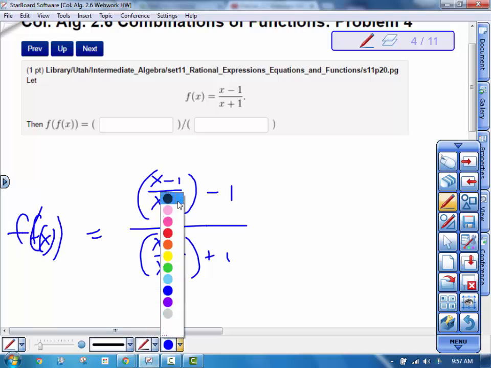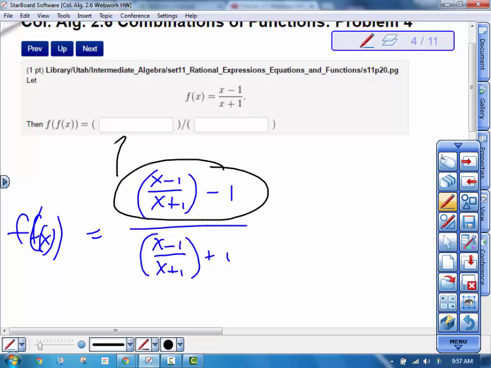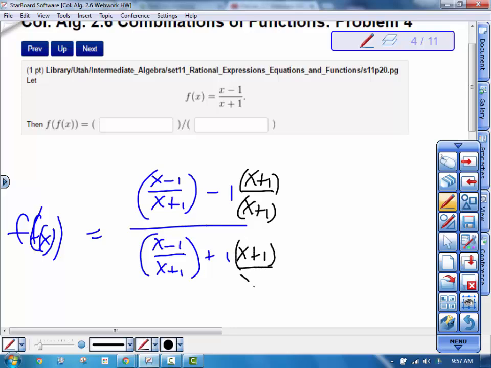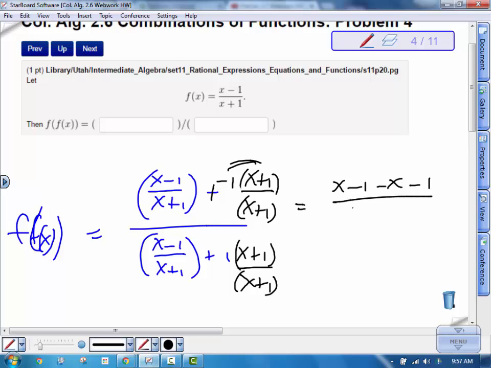Now I want to simplify this because they wanted us to enter it in just numerator over denominator. You might be able to type that in there, but we can simplify this, and that's what we're going to do here. So let's multiply the top and the bottom by x plus 1, because that gives us a common denominator. And then multiply the top and the bottom of this one by x plus 1 as well. And then you can add fractions. So the top becomes x minus 1, and then minus x minus 1. If you distribute the negative 1, it becomes negative x minus 1 all over the common denominator x plus 1.